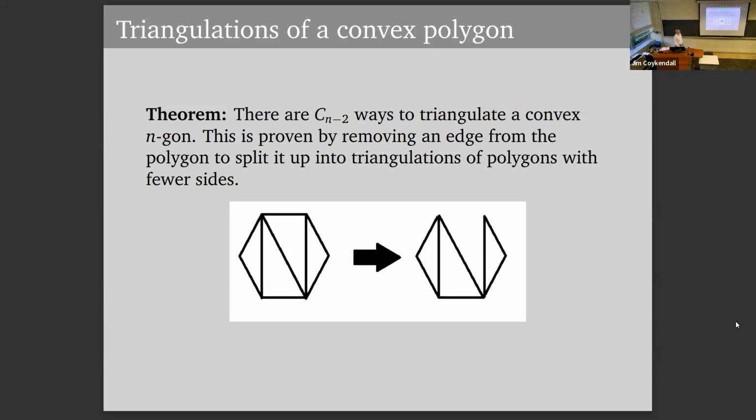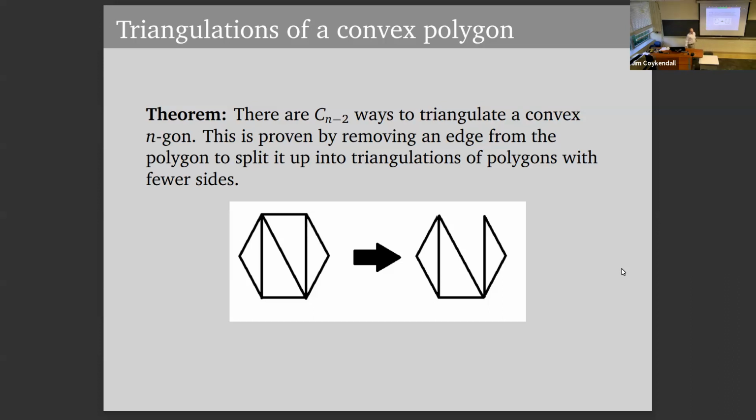And so what we're going to do is remove an edge from the polygon to split it into polygons with fewer sides, and I'm just going to pick the top one. Doesn't matter which one you pick. So it boils down to, how do you triangulate this, and how do you triangulate this?